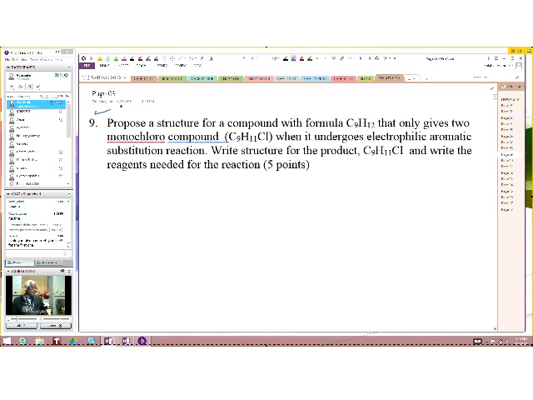Propose the structure for a compound with formula C9H12 that only gives 2 monochloro compounds when it undergoes electrophilic aromatic substitution reaction. Write structure for the product C9H11Cl and write the reagents needed for the reaction. Okay, very good and thank you. Okay, so now this is one of those roadmap questions.